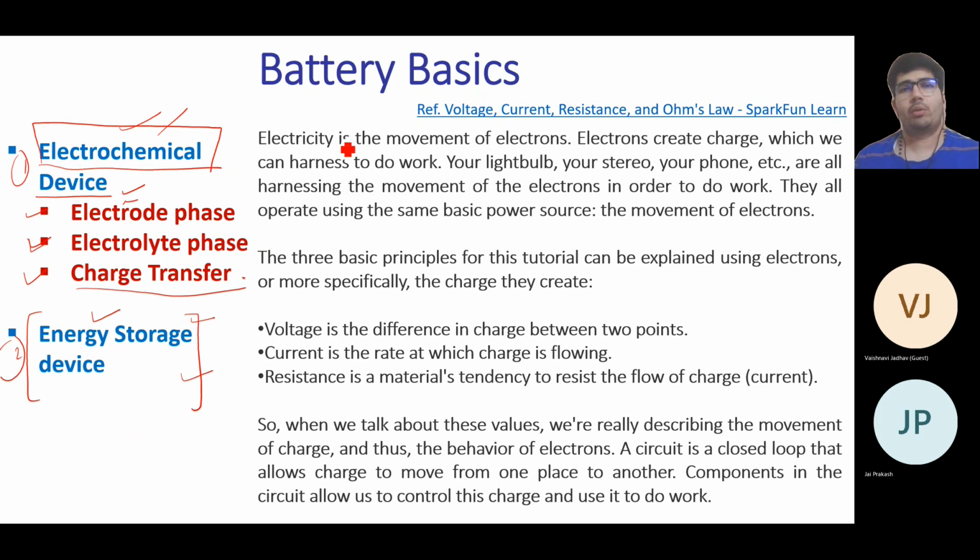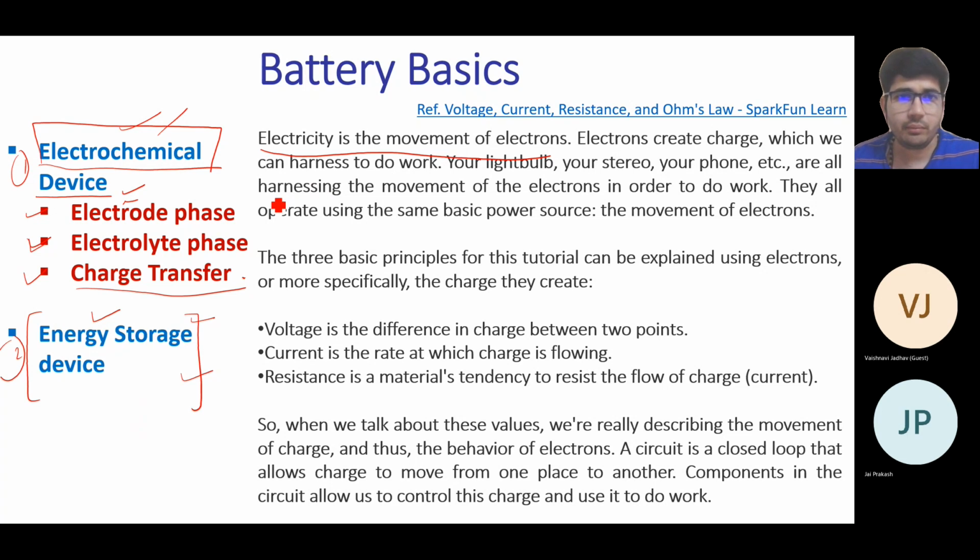The very basic question is, what is electricity? Electricity is the movement of electrons. Electrons create charge, which we can harness to do work. Like our mechanical work, similarly, electrons create charge which we can harness to do work, like your light bulb, your stereo, your phone, etc.